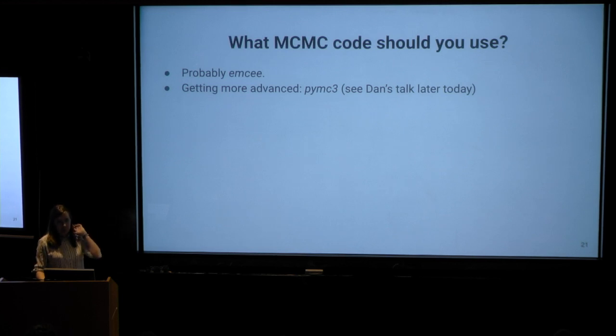Which MCMC code should you use? I highly recommend emcee. It's probably the simplest and the most powerful for many applications. But there are more advanced versions, and so Dan is going to get more into things like PyMC3, which instead of doing a simple Metropolis-Hastings or Gibbs or even affine invariant or slightly fancier versions of the sampler, you can actually take into account things like the gradient of your likelihood in order to make a very intelligent sampling.